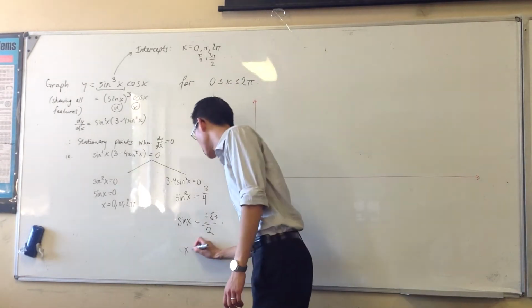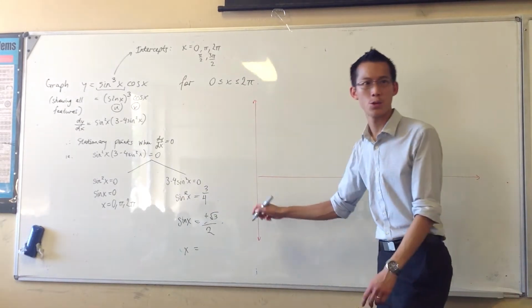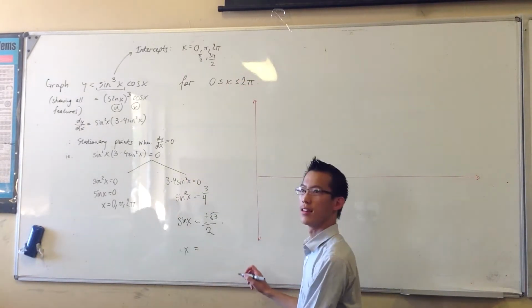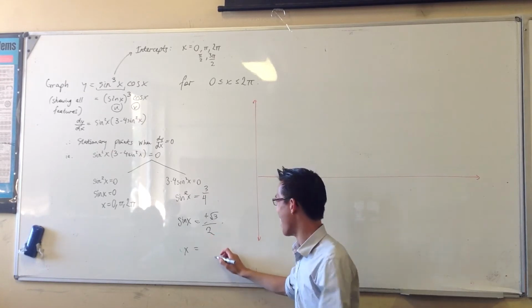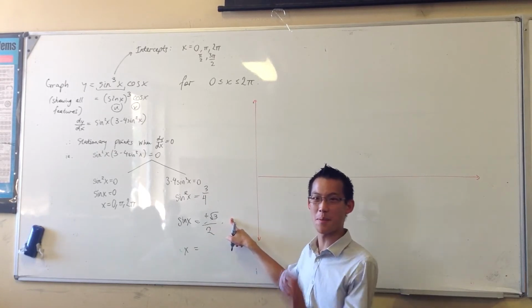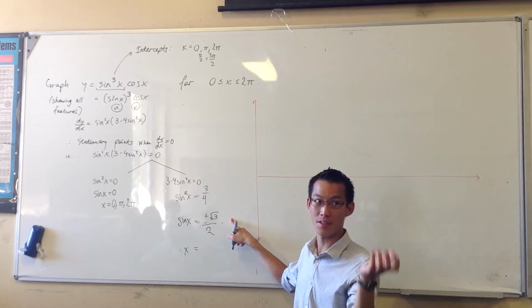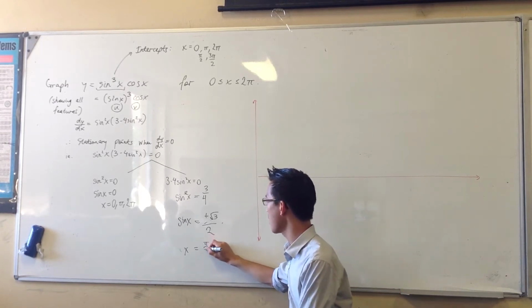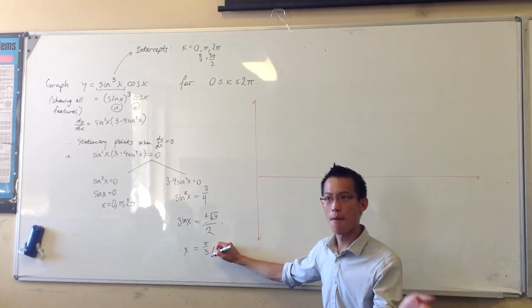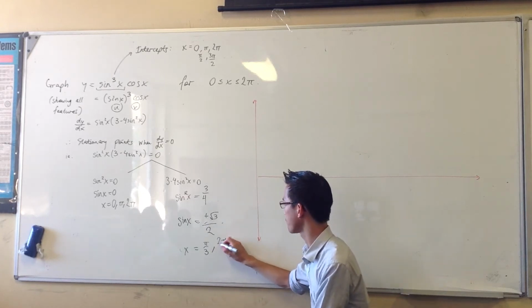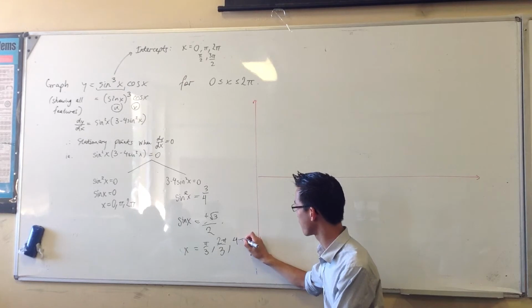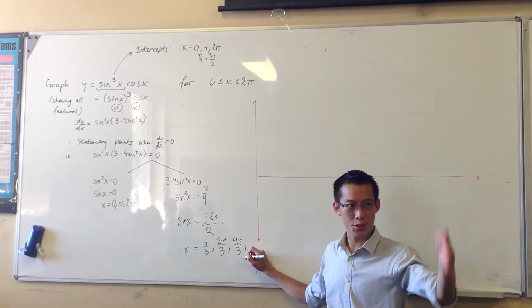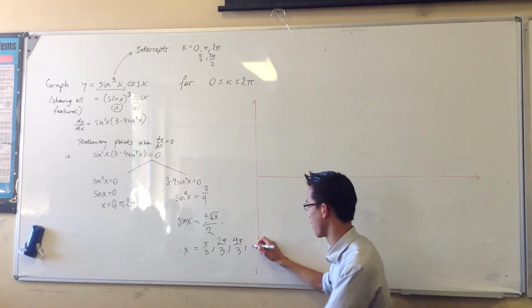Who's worked out the stationary points you get from this already? Who's got them? Yep, 3 root 3 on 16. That's a y value, I think. This is root 3 on 2, so the base angle is 60 degrees, if you like, which is pi on 3. Then you should also have pi minus pi on 3, then pi plus pi on 3, and then 2 pi minus pi on 3.